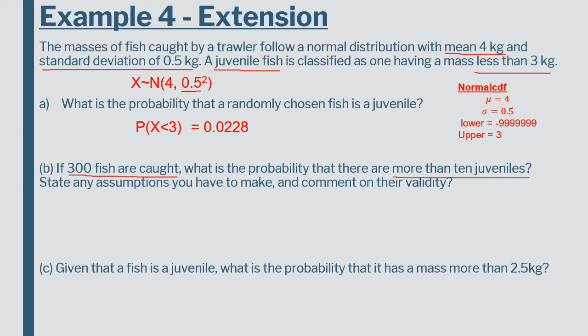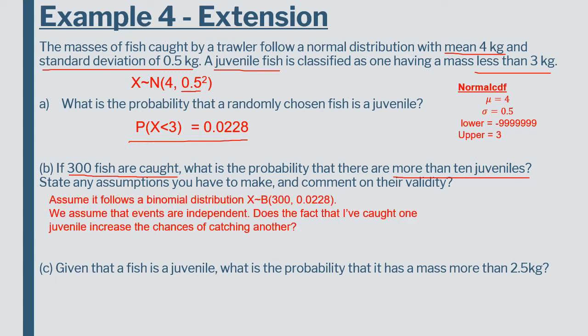Now what I know from previously is the probability of one of these fish being juvenile is this 0.228. So that's the probability of one event, one fish, being juvenile, and I want to work out the probability of more than 10. So what we've got here is a binomial with a sample size of 300 and the probability of a single fish being juvenile is 0.228.